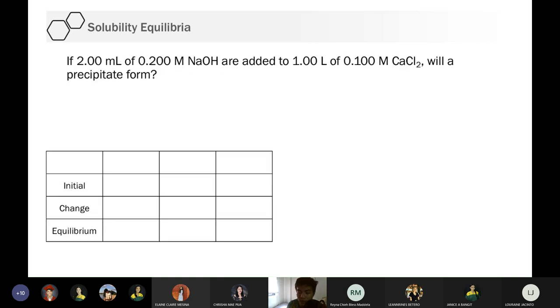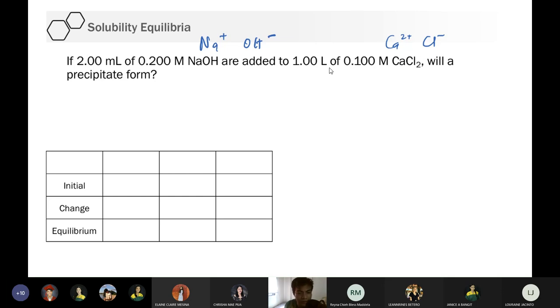Okay? So let's try this problem. If 2 mL of 0.2 molar sodium hydroxide are added to 1 liter of 0.1 molar calcium chloride, will a precipitate form? Okay? Ang tanungin natin muna sarili natin, may mabubuo nga ba dyan na precipitate? So for us to know, we should remember the solubility rules, no? Yung sodium hydroxide magiging Na+, OH-. Calcium chloride will become Ca2+ and then chloride ions. And then magsasama sila, di ba? From our existing ions, can we form precipitates out of this?